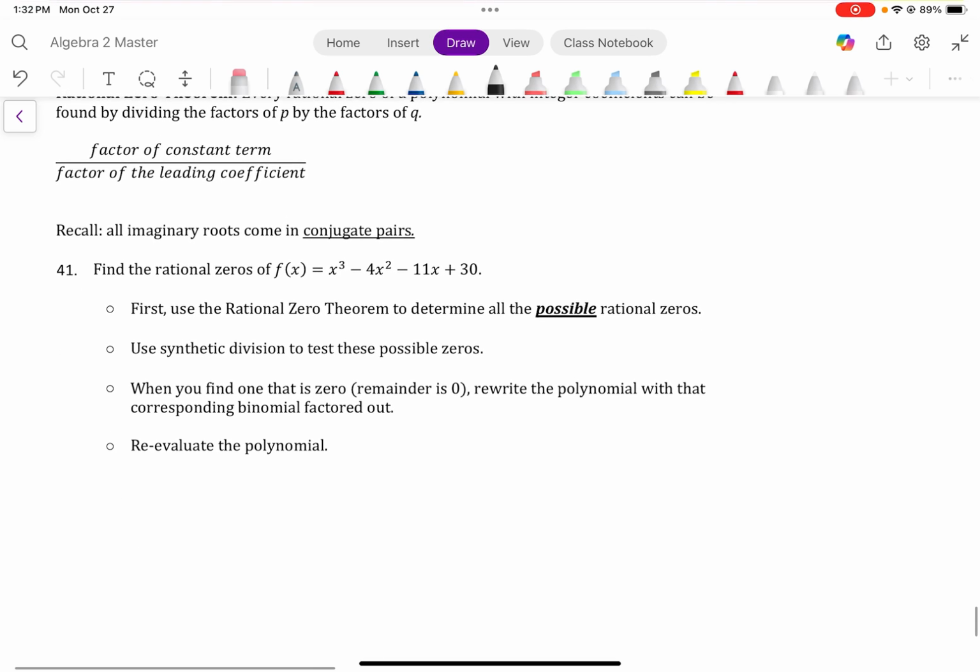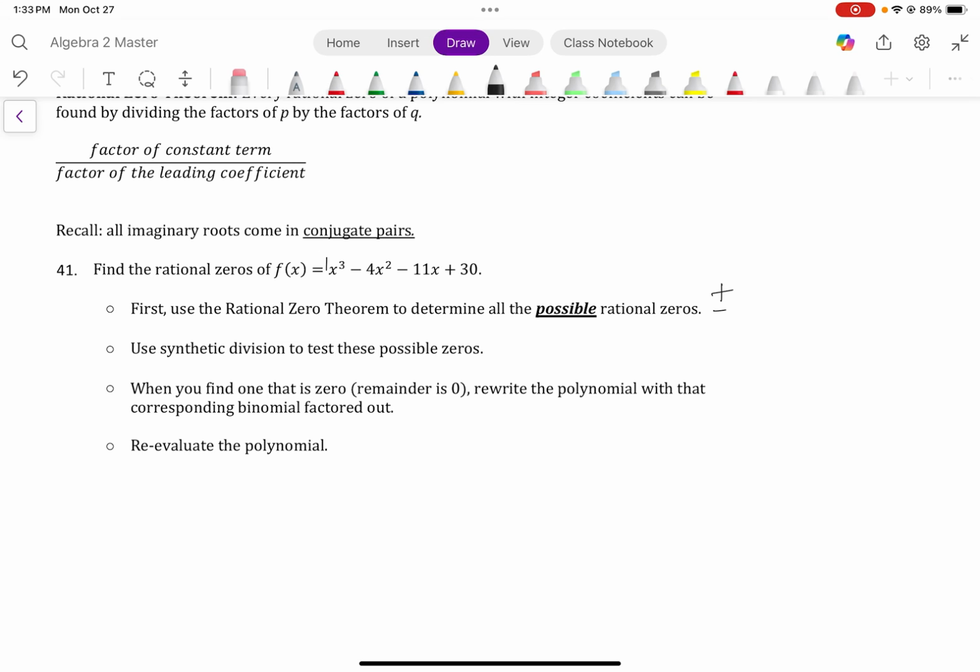So for 41, we are given this piece right here. f of x is 1x cubed minus 4x squared minus 11x plus 30. I basically don't care about the 4x squared or the 11x right now. I want to find my possible rational zeros. So this is a nice one because my leading coefficient is 1, but the process is the same regardless. You're going to take plus or minus each factor of 30 divided by each factor of 1.